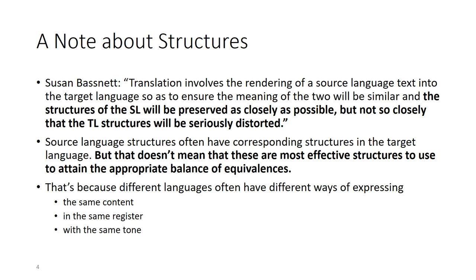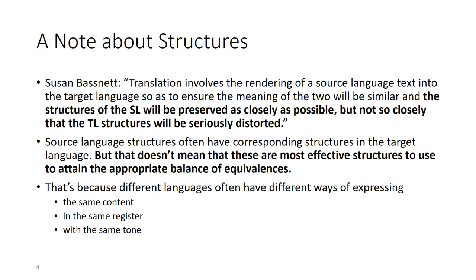So what is translation again? Susan Bassnett has a definition that I really like, because it addresses both meaning and form and structure. So she says that translation involves the rendering of a source language text into the target language, so in this case an English text into Spanish, so as to ensure the meaning of the two will be similar, or the same I would say, and the structures of the source language will be preserved as closely as possible. That's the idea of formal equivalence, but not so closely that the target language structures will be seriously distorted. So in Bassnett's idea of translation, you want to attain the highest degree of formal equivalence or structural grammatical equivalence as possible, but not to the point that your text is awkward or unidiomatic or unnatural in the target language.